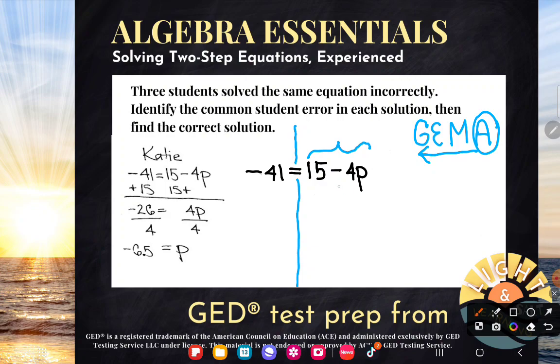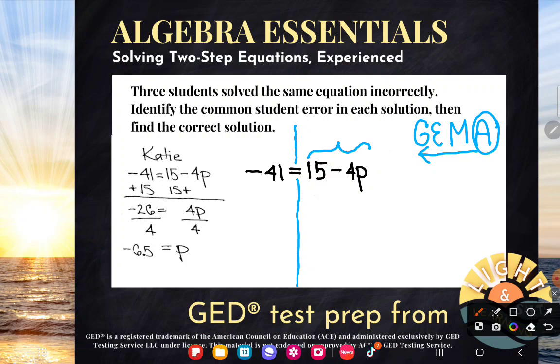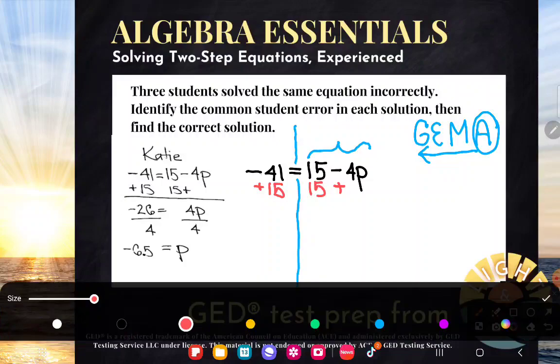That being said, a lot of students do exactly what Katie did. They see the minus sign and say, oh, I'll plus, I'm going to plus 15, and I'll do that to both sides. That's what Katie did. And I told you, you can do whatever you want to an equation as long as you do it to both sides. So what's so wrong about Katie's method?